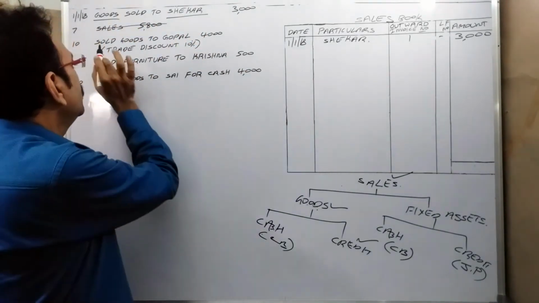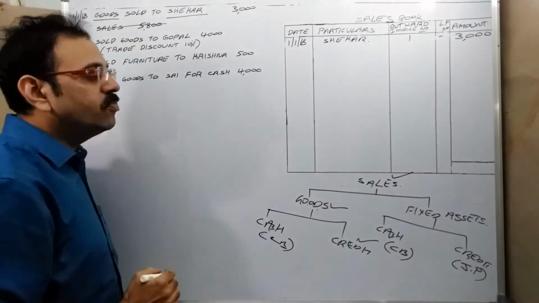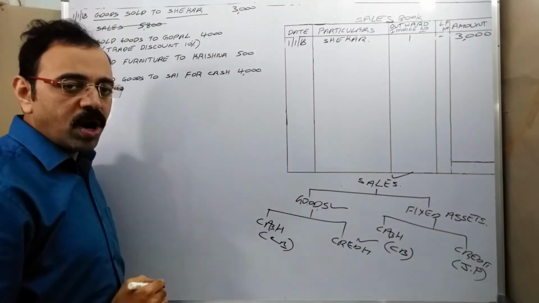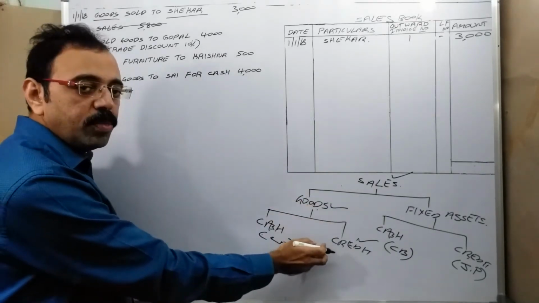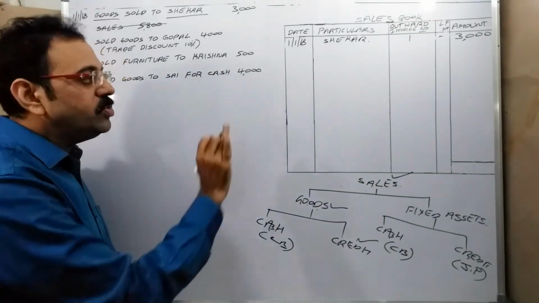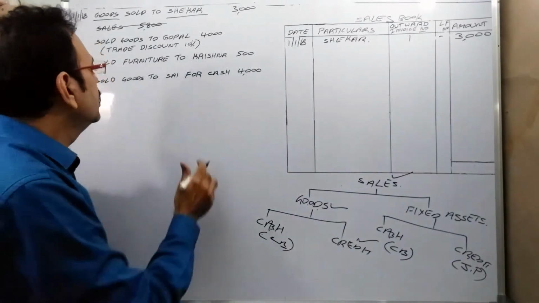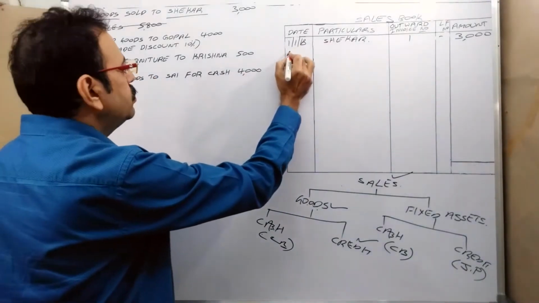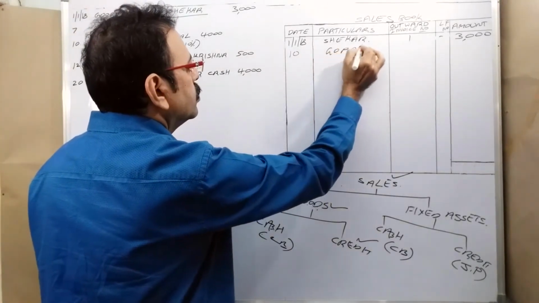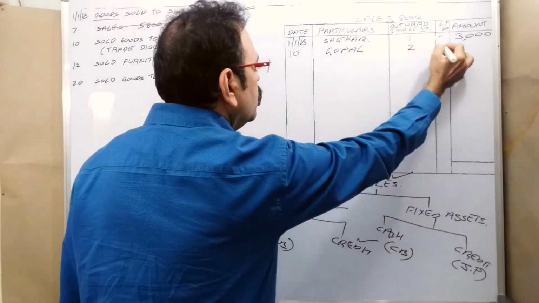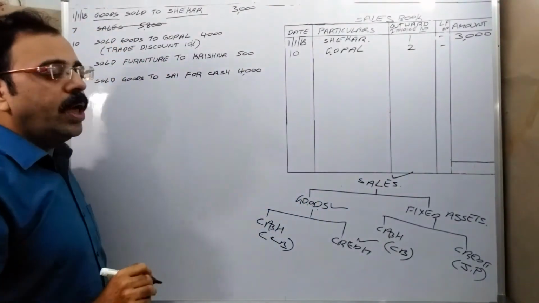Then the next one, sold goods to Gopal, 4,000 rupees. What did we sell? Goods. How did we sell? On credit, because the customer name is given. It means we should consider this transaction. 10th date, Gopal. Invoice number 2. Now, the amount.